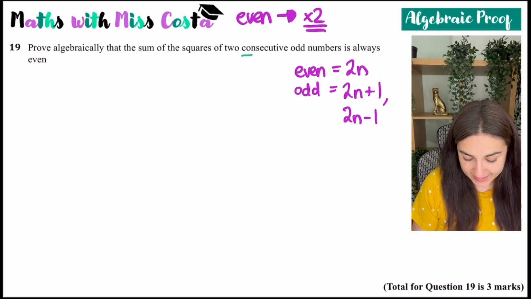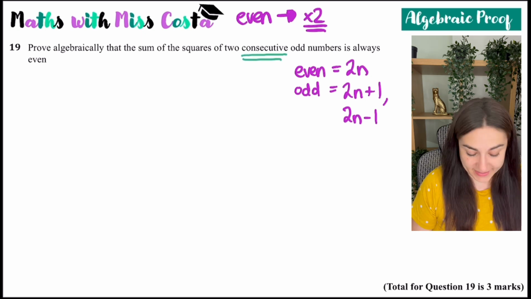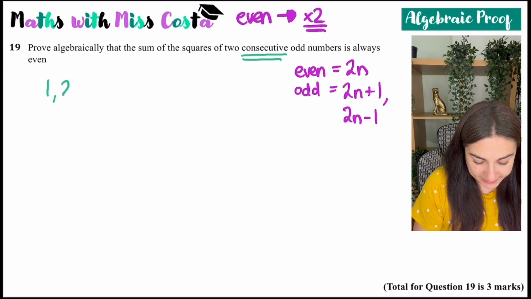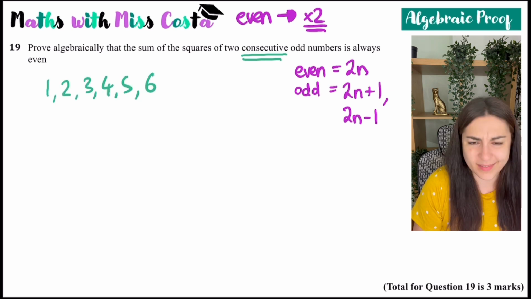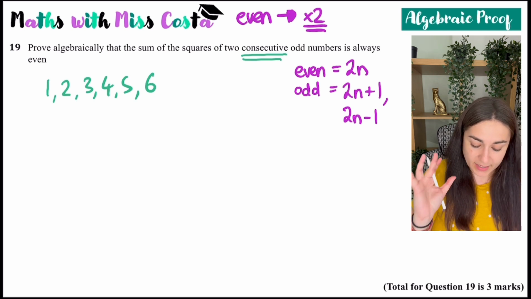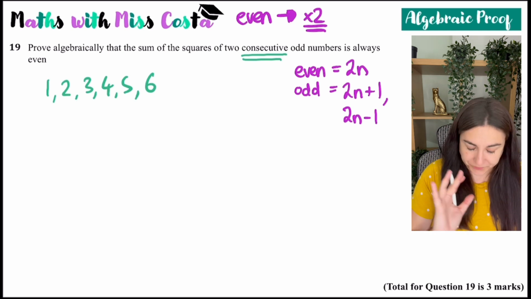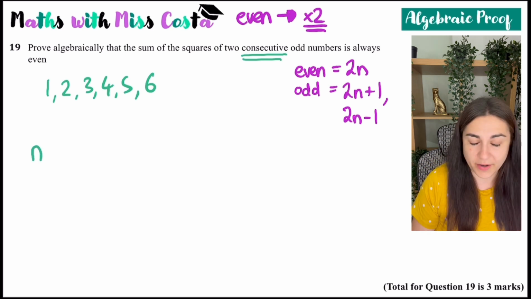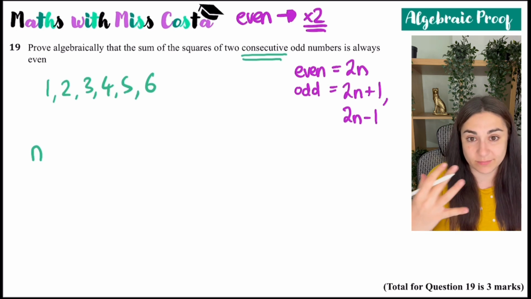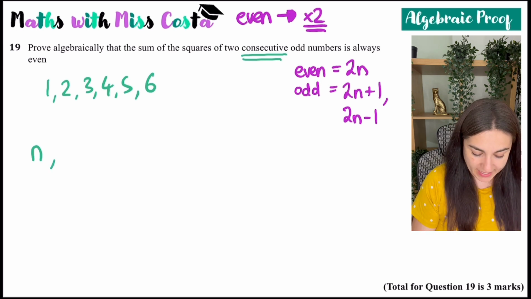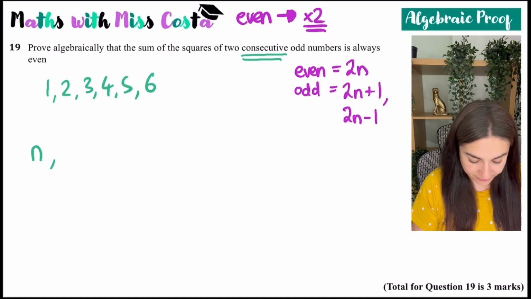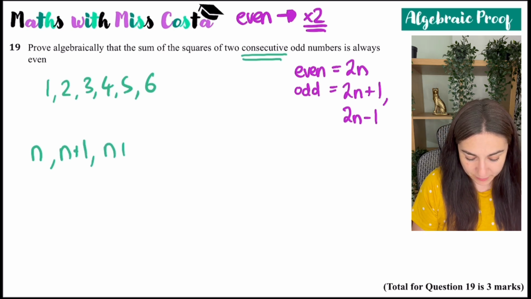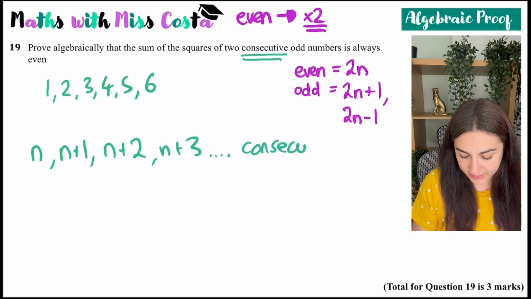Then the other thing is knowing what consecutive means. Consecutive numbers are literally numbers that are after each other on the number line. So any number could be n. I haven't been told whether it's odd or even, I'm just stating any number. Its next number, its consecutive number, would be n plus 1. The number after that would be n plus 2, and then n plus 3, and so forth. And that is how you do consecutive numbers if they are just any old bog standard number.